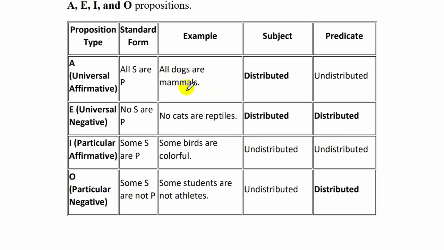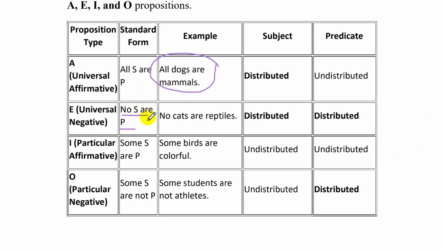So examples are: all dogs are mammals, all crows are black, all swans are white. Many examples, everything that I can tell you is in this A-type proposition. This is the standard logical form: all S are P. S is subject, P is predicate. The subject term is distributed, the predicate term is undistributed. So if they ask which term is distributed, we say the subject term dog is distributed, and the predicate term mammal is undistributed. As simple as this.